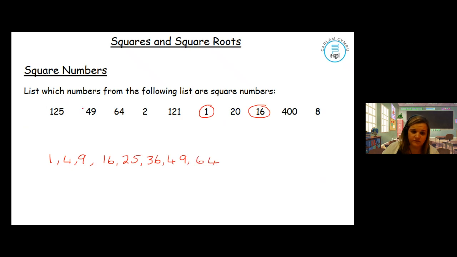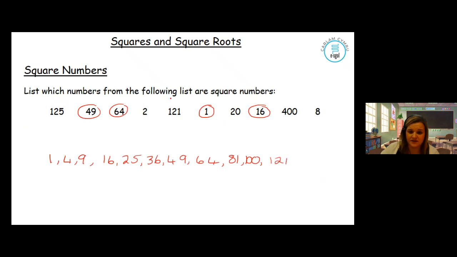64, and both 49 and 64 are in the list. So 20 I've gone past, that one's not, and then we've got a few more. So I'm going to keep going for a minute. We've got 64, which came from 8 squared. The next one is 9 squared, which is 81, 10 squared, which is 100, 11 squared, which is 121.